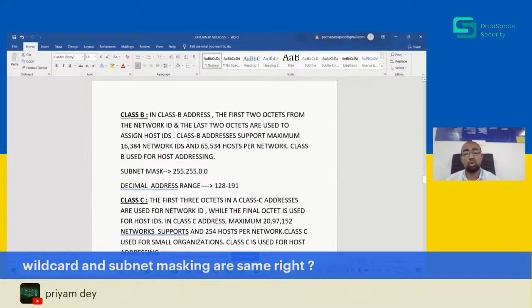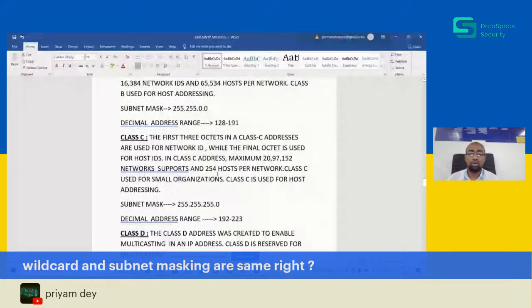Class B is used for host addressing, and the subnet mask of Class B has two network octets: 255.255 for the network ID, and the last two, 0 and 0, for the host ID. The decimal address range is 128 to 191. Next, we will discuss Class C. The first three octets in a Class C address are used for the network ID.